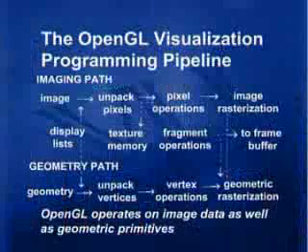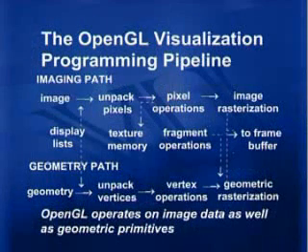Basic OpenGL operation. You are looking at an image, an illustration, which gives you an idea of the OpenGL visualization programming pipeline. Now in this pipeline, you can see there are certain portions. Clearly two parts are visible: one is the top strip and one strip is at the bottom. If you look carefully at the top strip, you will see Imaging Path written as a title, and on the bottom strip, Geometry Path is written.